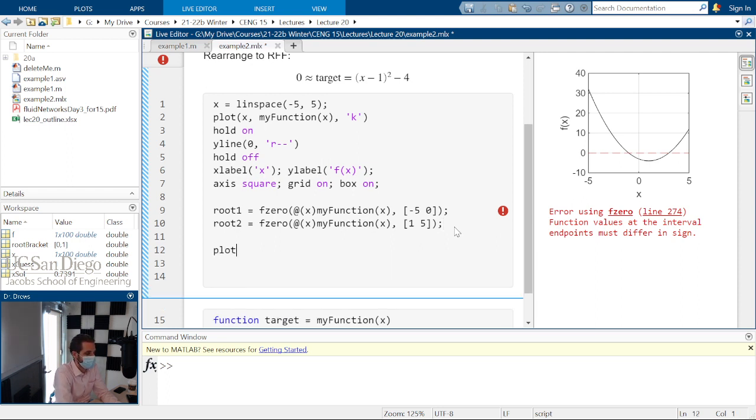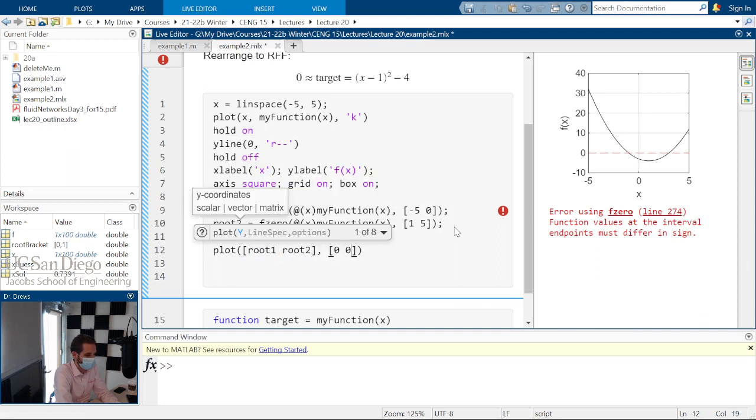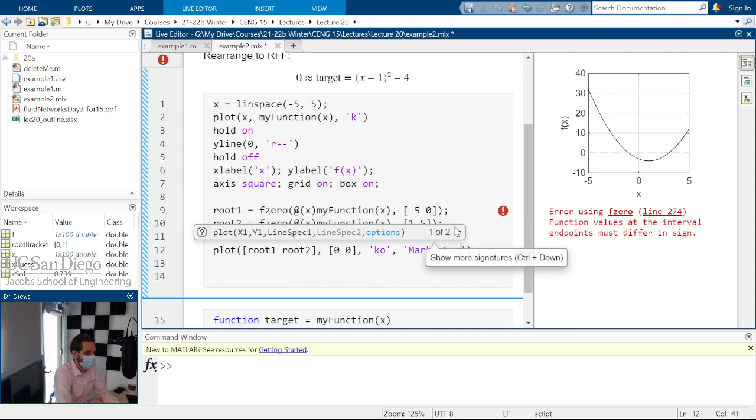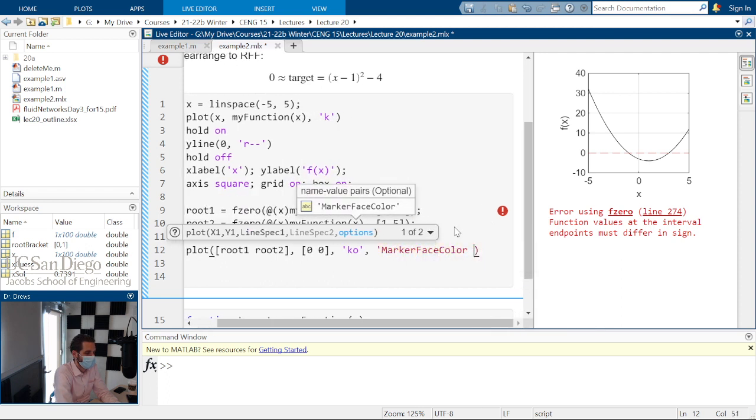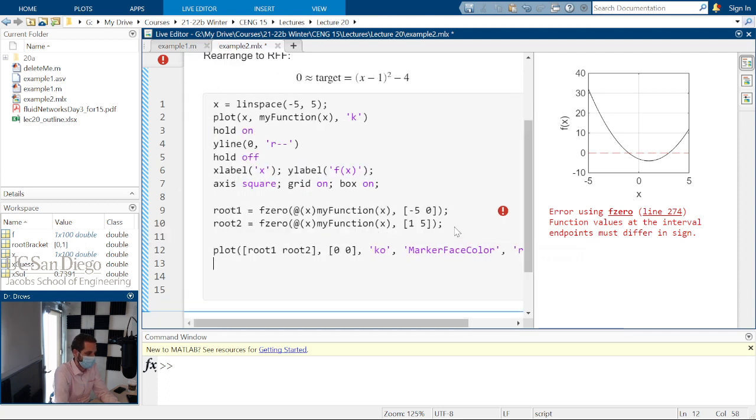I'm going to add some dots on here, so we'll put root 1 and root 2 into a little vector and plot them at 0. As, what do we want to do? Marker, face color. How about, we'll stick with red for this one, but we'll change up the colors here in a moment.